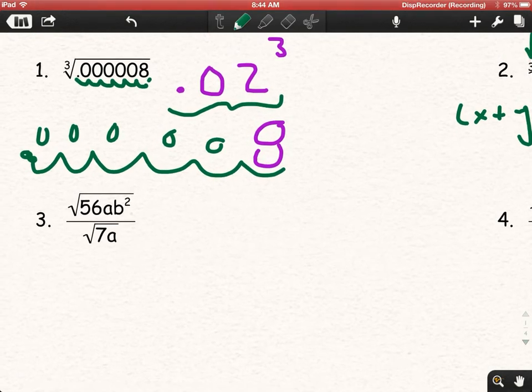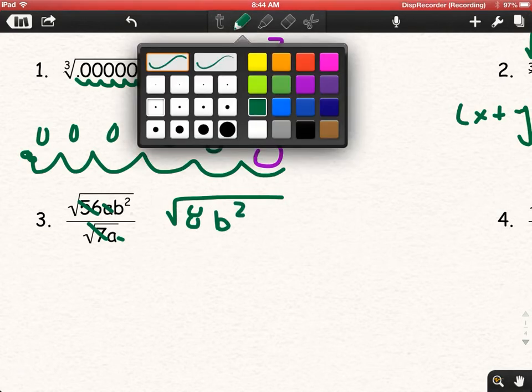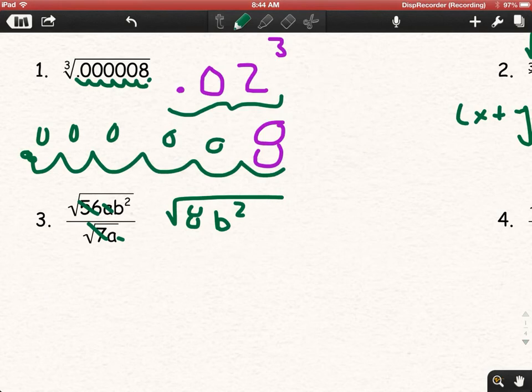Number 3, the first thing you should have done is some canceling. This isn't really a rationalizing problem because 7 goes into 56 and a goes into a. So what you're left with is the square root of 8b squared. And all you have to do now is simplify that. So b squared, that should be an easy one. The b comes out. And the square root of 8 is 2 square roots of 2. And so that's the final answer.